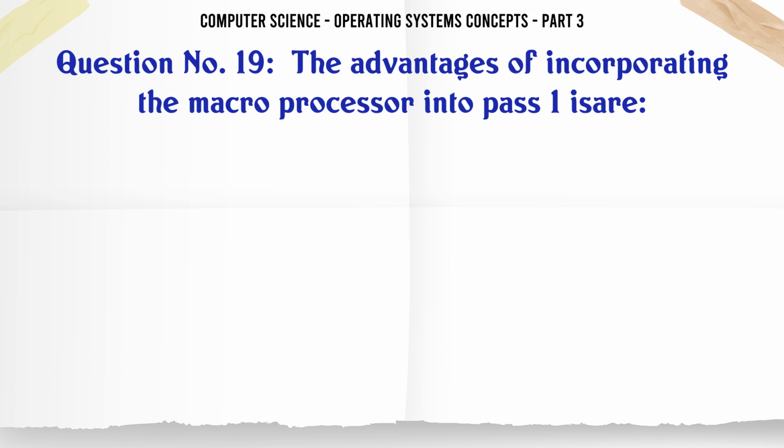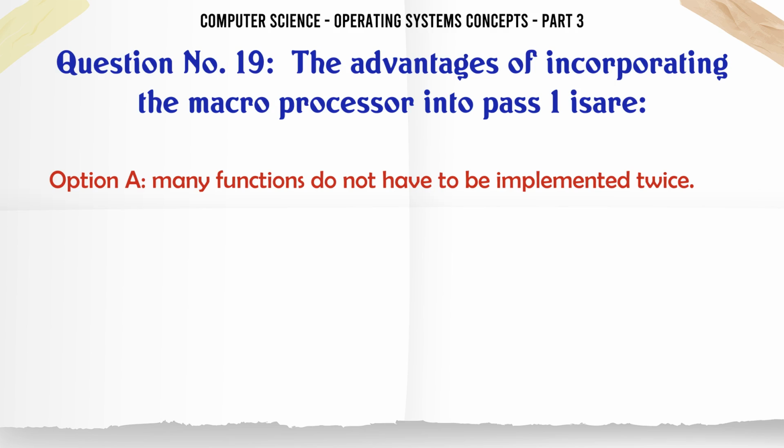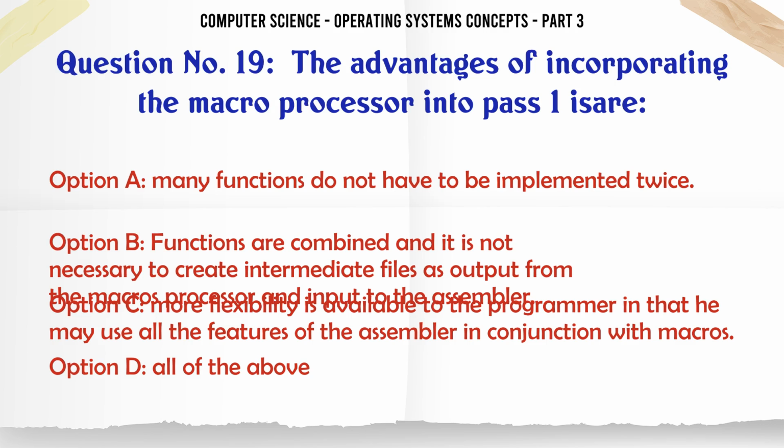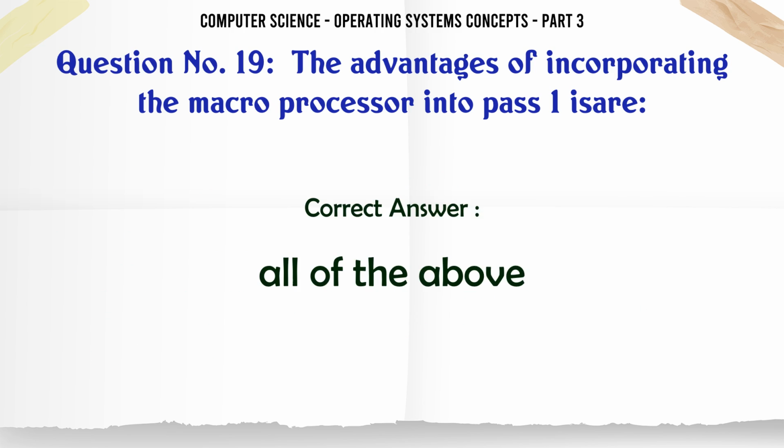The advantages of incorporating the macroprocessor into pass 1 are: A. Many functions do not have to be implemented twice. B. Functions are combined and it is not necessary to create intermediate files as output from the macro processor and input to the assembler. C. More flexibility is available to the programmer in that he may use all the features of the assembler in conjunction with macros. D. All of the above. The correct answer is all of the above.